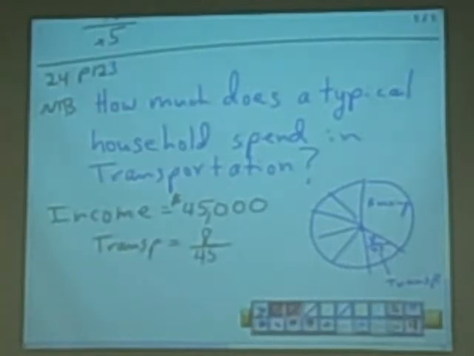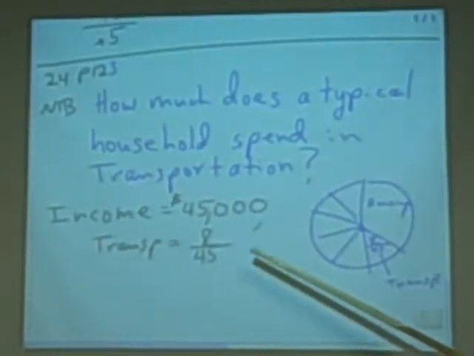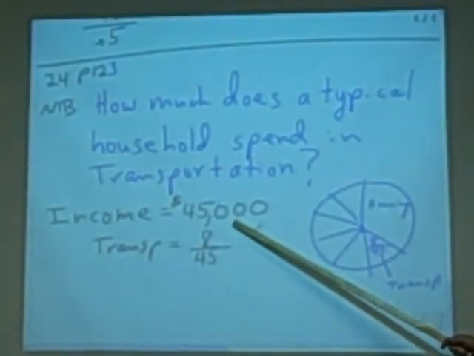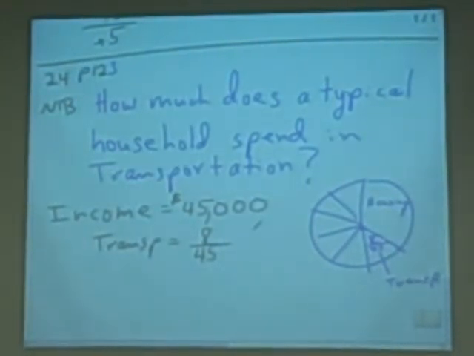Okay, so we want, but we don't want 8/45, we want a dollar amount. Okay, so what do we have to do to find the dollar amount that we spend towards transportation? We have a total income of 45,000, right? We have a total income of 45,000, and we spend 8/45 of our budget on transportation, but we want a dollar amount.